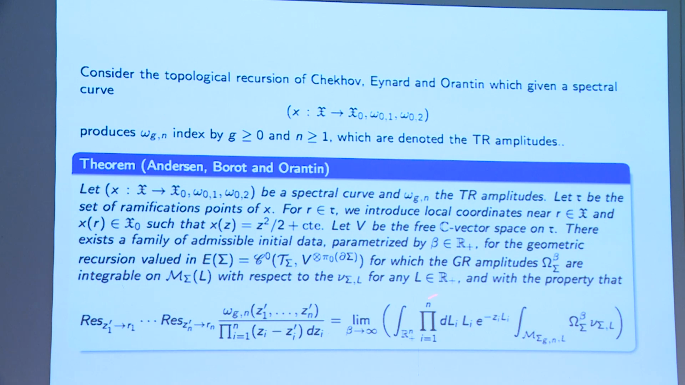inverse Laplace transform in all the variables, you end up with these, and these are exactly the coordinates here, so you take the amplitudes from topological recursion that is computed, and you take these iterated residues like this, and you get that. It's a bit like minus central charge.